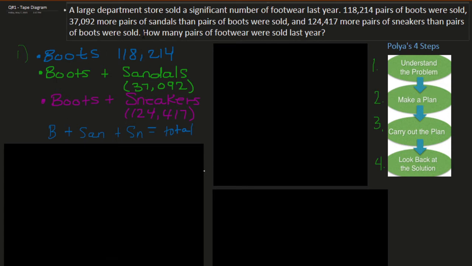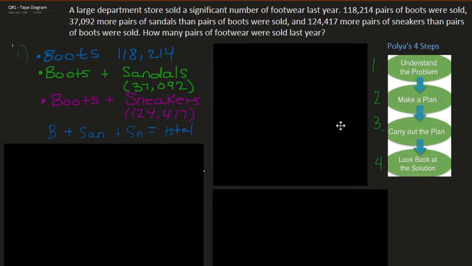From there, we can identify that this is the information in the problem that they had given us already. But this very last question says how many pairs of footwear were sold last year. So the ultimate goal of this question is to find out the total number of shoes that were sold in the last year. So that's going to be the number of boots plus the number of sandals plus the number of sneakers, and that will give us our total pair of footwear that were sold last year.